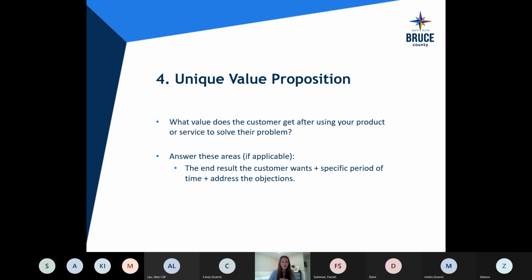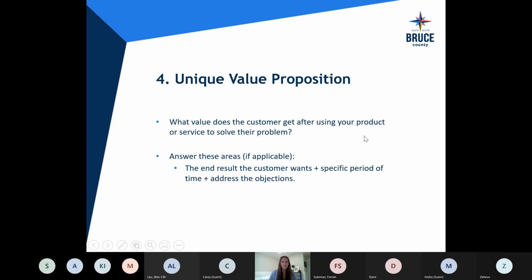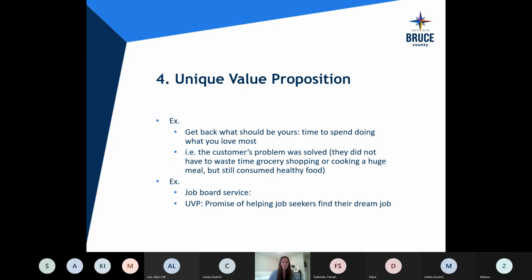As I mentioned with Apple and Simon Sinek, people buy why you do it, not what you do. So the unique value proposition isn't a meal in a box dropped off to your door. It's not that I provide a healthy meal option. If we look at our number one problem and the solution, we are going to come up with something like this: Get back what should be yours. Time to spend doing what you love most.